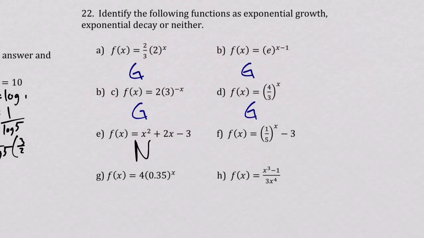Okay. F of x equals 1/5 to the x power minus 3. That is exponential because the exponent is a variable. The base is 1/5. That's a number that is less than 1, so it's decay.